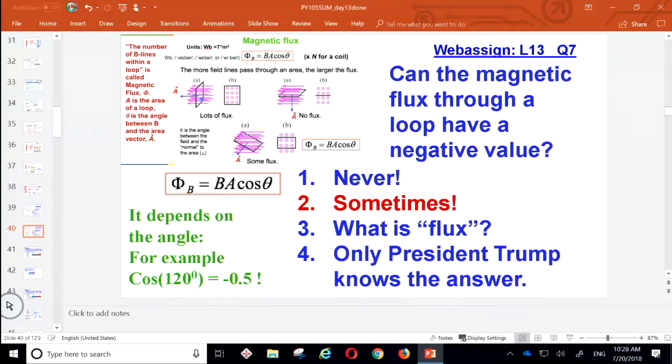Professor, I have a question. How do you know what direction A is if there's no electric current? Because the right-hand rule which we use for the area vector assumes that we know the direction of electric current.